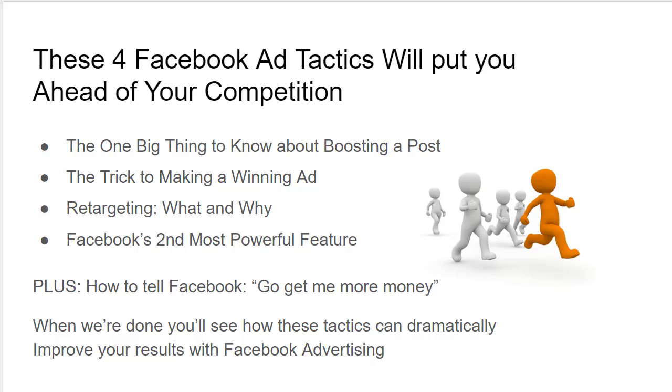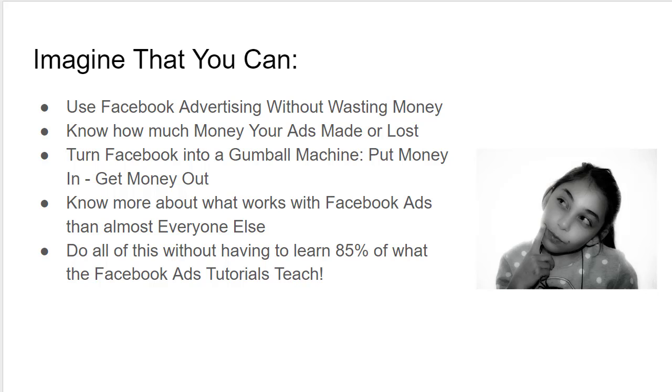The one big thing to know about boosting a post. That's the first topic. The second one is the trick to making a winning ad. Then we'll talk about retargeting: what is it and why use it? And then we'll talk about Facebook's second most powerful feature, what I think it is, and I'm sure most people would agree with it. And then actually the 5th topic, I have 5 topics here, is kind of a bonus: how to tell Facebook to go get me more money. So when we're done, you'll see how these tactics can dramatically improve results with Facebook advertising. So it really is true. If you do this right, it really can work.